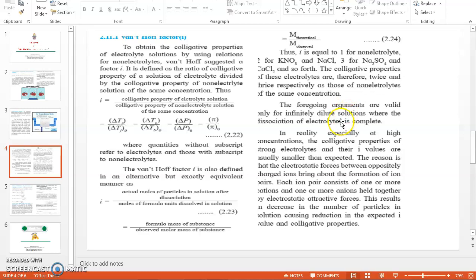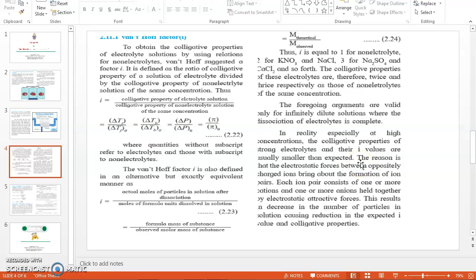The Arrhenius argument is valid only for infinite dilutions, where the dissociation of the electrolyte is complete. In reality, especially at higher concentrations, the colligative properties of strong electrolytes and their van't Hoff factor values are usually smaller than the expected value.